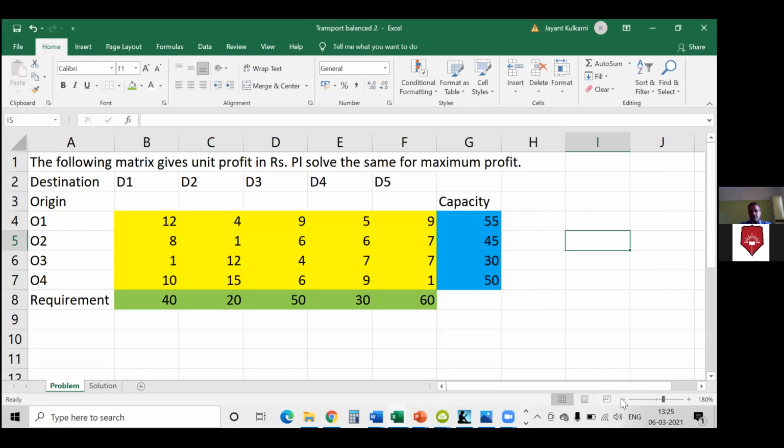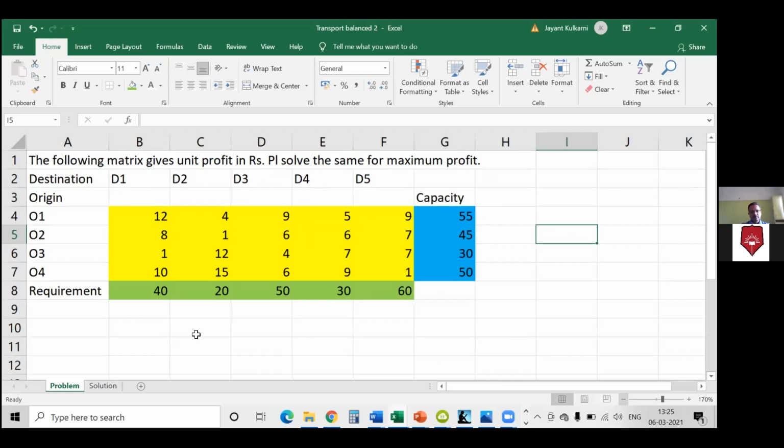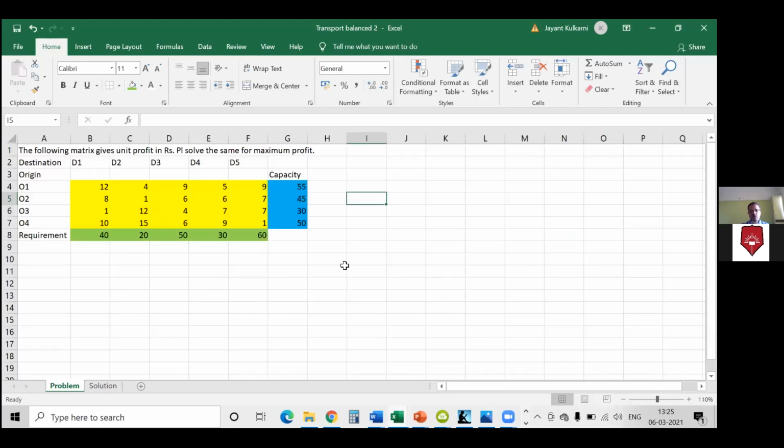Okay, let's try solving this now. So we're going to try to solve this particular example. First things first, when you are dealing with an unbalanced transportation problem, what is an unbalanced transportation problem? It is where the total supply does not match the total demand, right? This is an unbalanced transportation problem. So let me write here, okay?